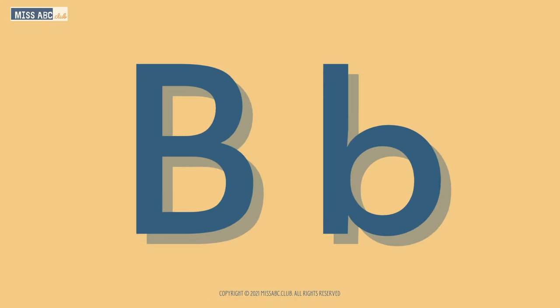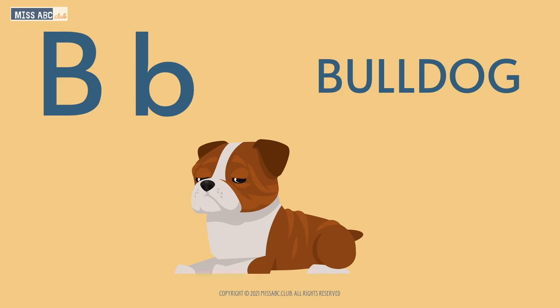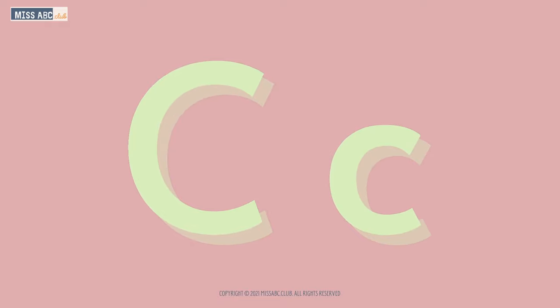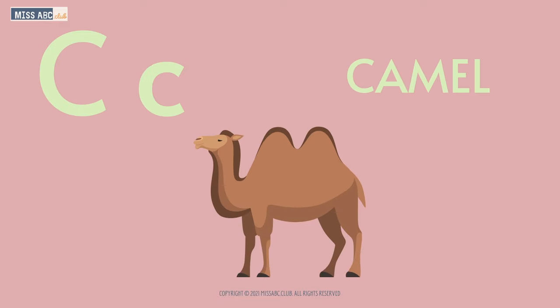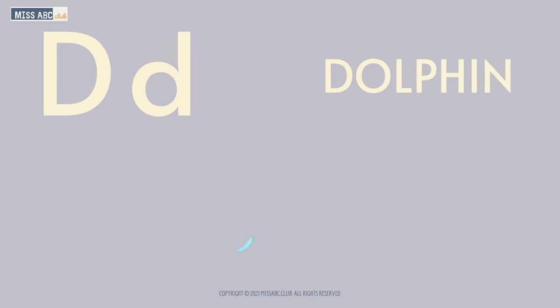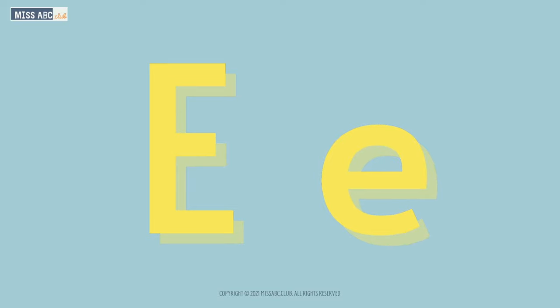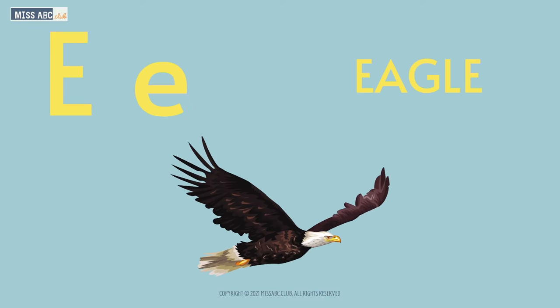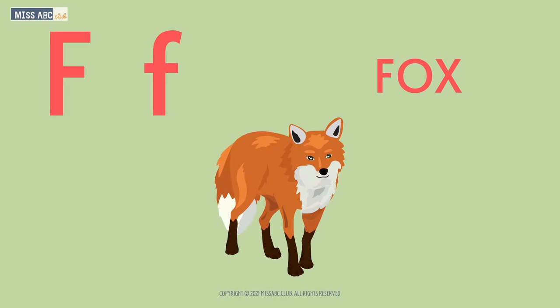B. B is for bulldog. C is for camel. D. D is for dolphin. E. E is for eagle. F. F is for fox.